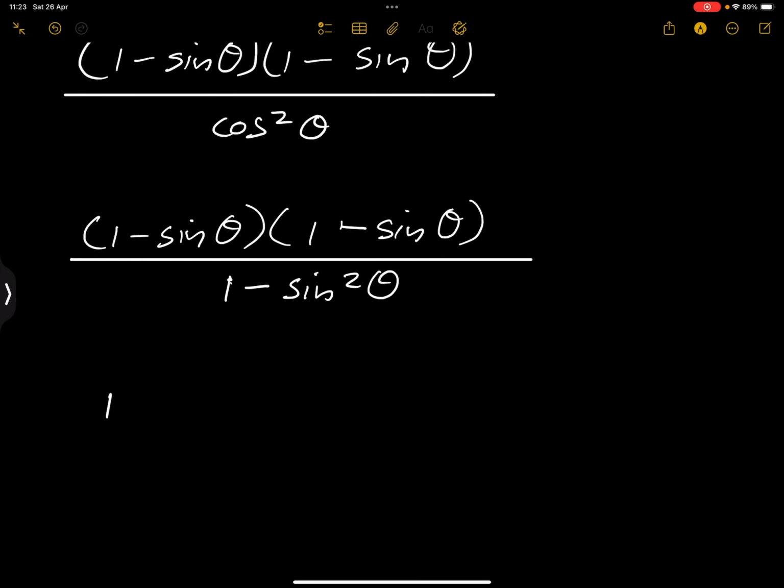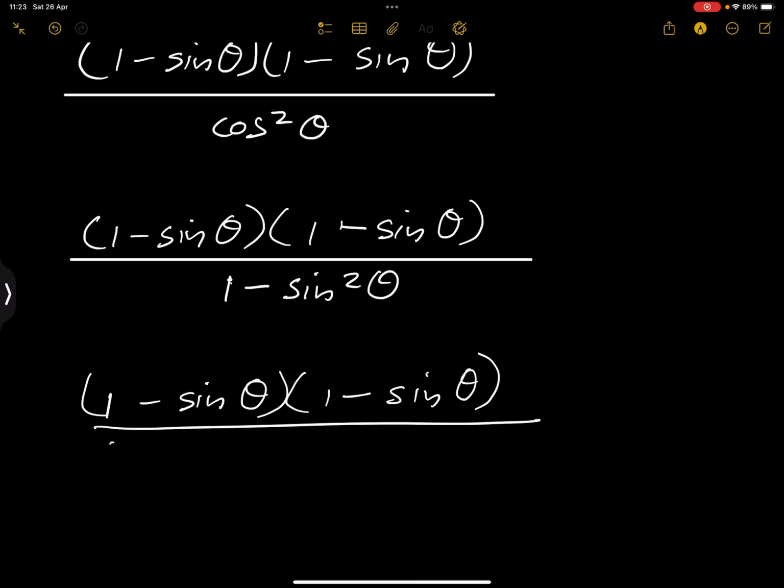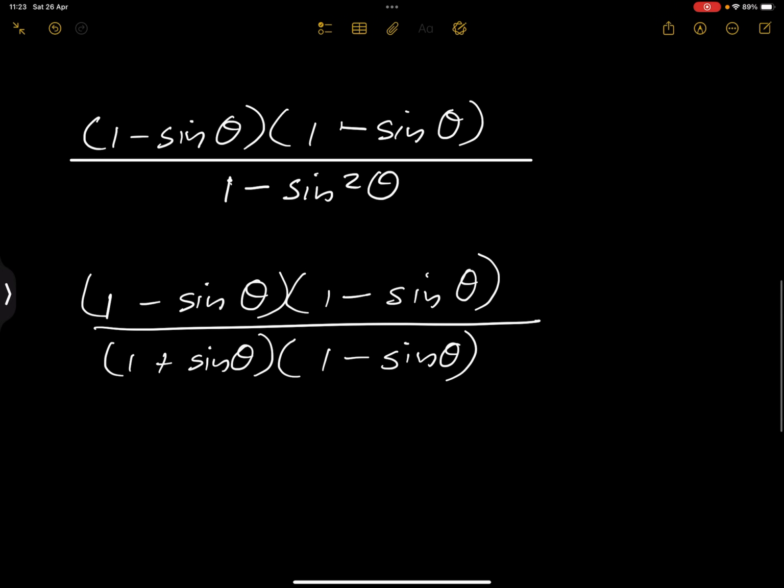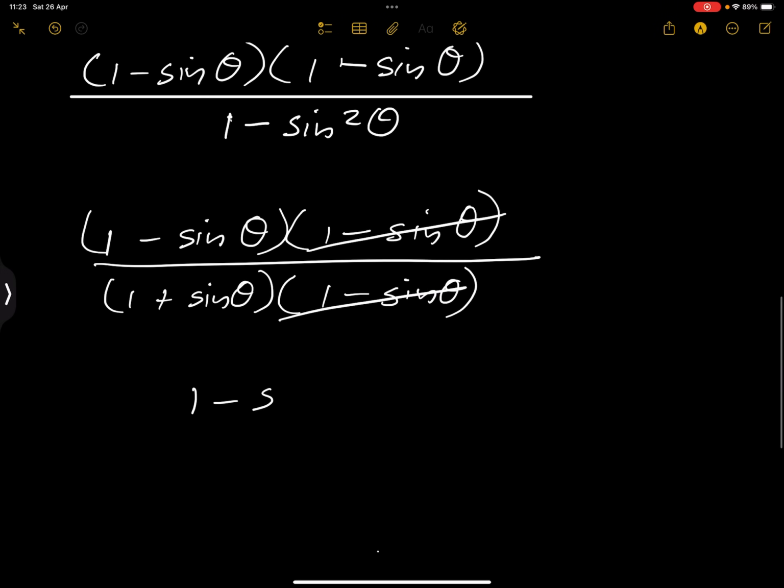I can say, well, this is going to be 1 minus sine theta into 1 minus sine theta, and this is divided by the difference of two squares. If I factorize that, that will be 1 plus the sine of theta times 1 minus sine of theta. And ladies and gents, you can definitely see how this and that will cancel out, and I ultimately have 1 minus sine theta divided by 1 plus sine theta at the end.